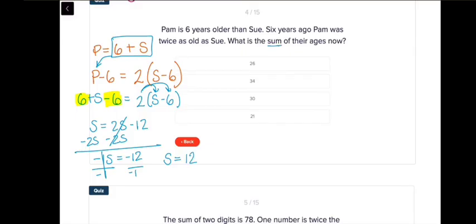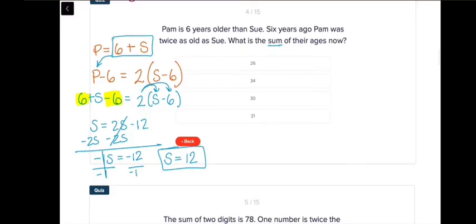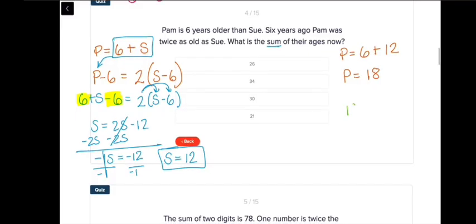But the question is asking me for the sum of their ages. So now that I know Sue is 12 years old, I need to find out how old Pam is. Pam is 6 years older than Sue. So since I know that Sue is 12, I can plug that in, and I get that Pam is going to be 18. So my final answer will be 18 plus 12. That would be 0, carry the 1, that would be 30. So the sum of their ages would be 30.